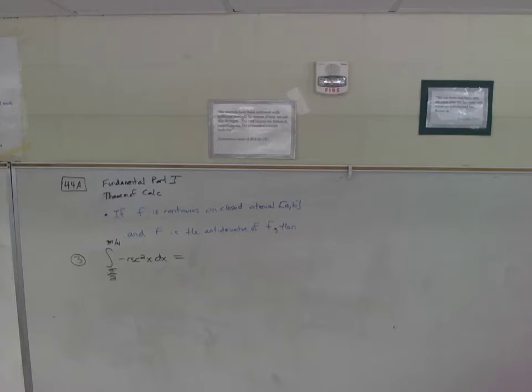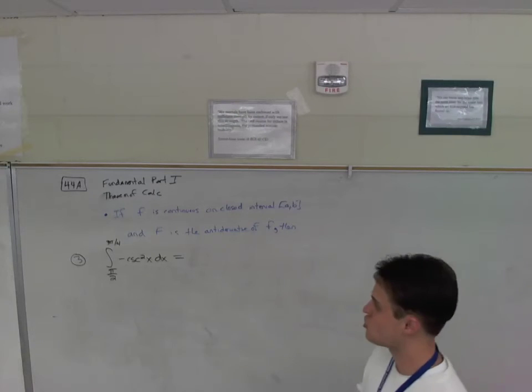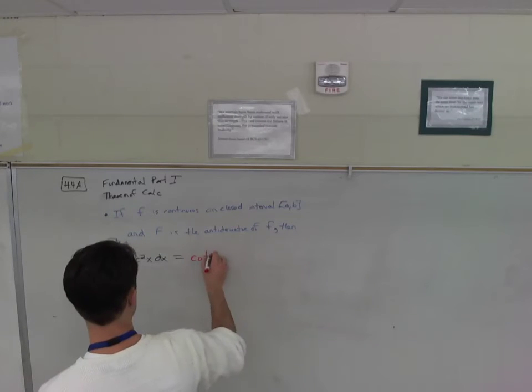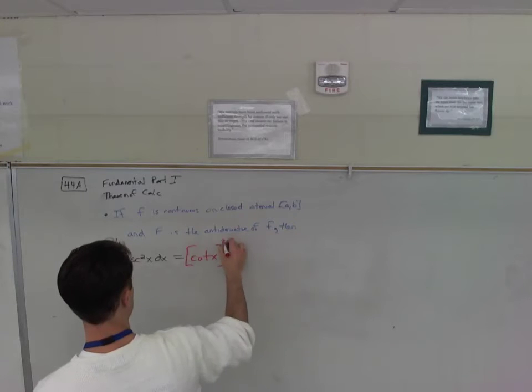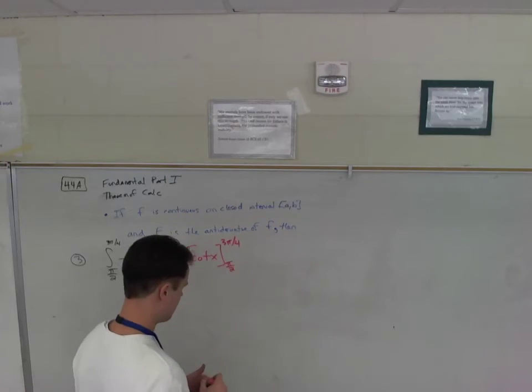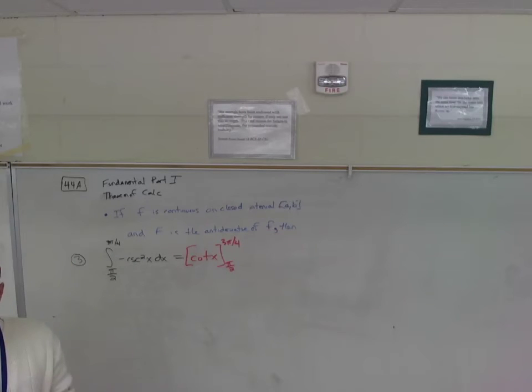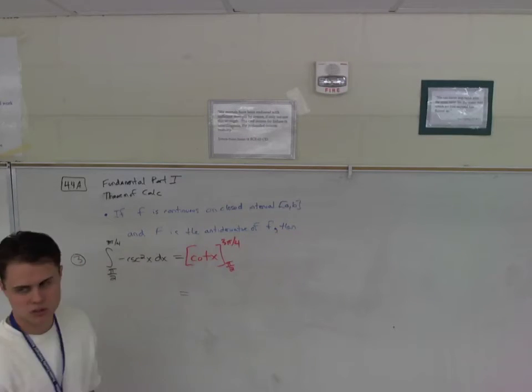Positive cotangent. What's the derivative of cotangent? Negative cosecant squared. So this is just plain old cotangent of x evaluated at the bounds. Okay, you guys practice, evaluate that please. Cotangent's one of the ones we don't like to evaluate, so let's see if we do that.